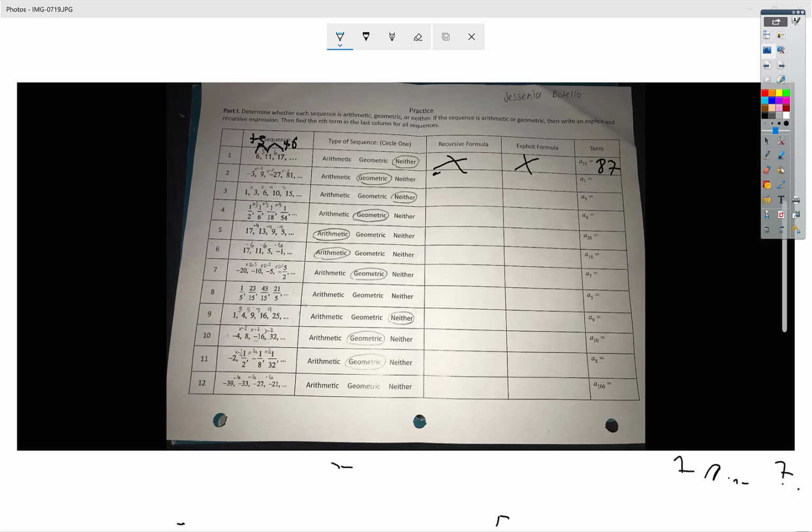We prove that just by testing that you can divide each term by the previous term and get the same value. 9 divided by negative 3 is negative 3. Negative 27 divided by 9 is also negative 3. So we know that's our common ratio. So r is equal to negative 3. So that's geometric.